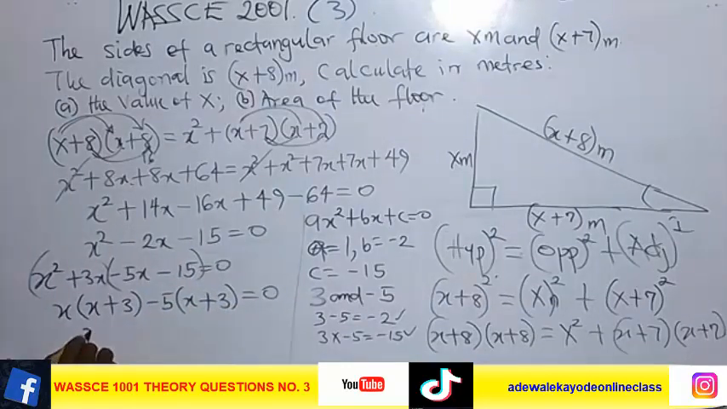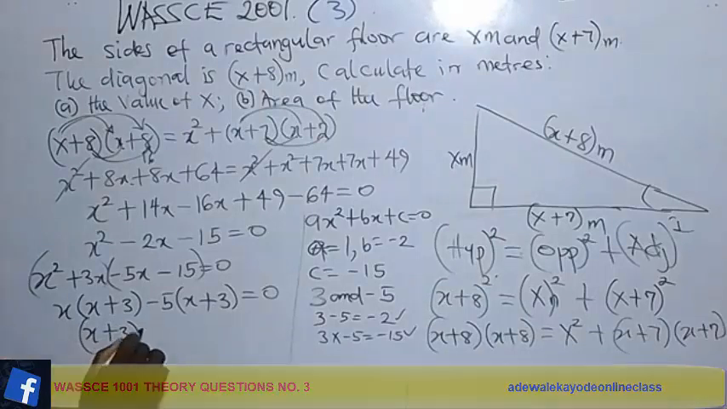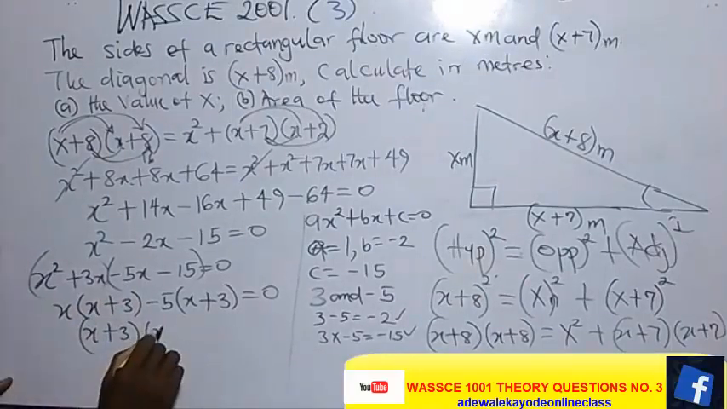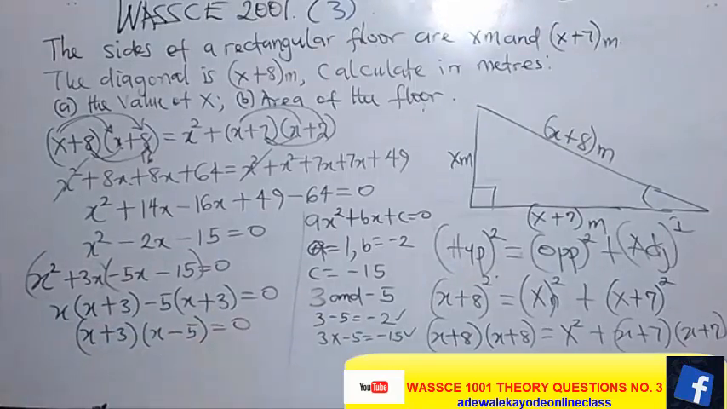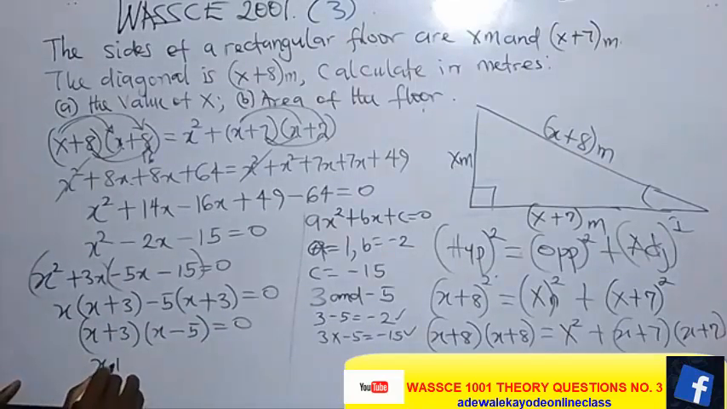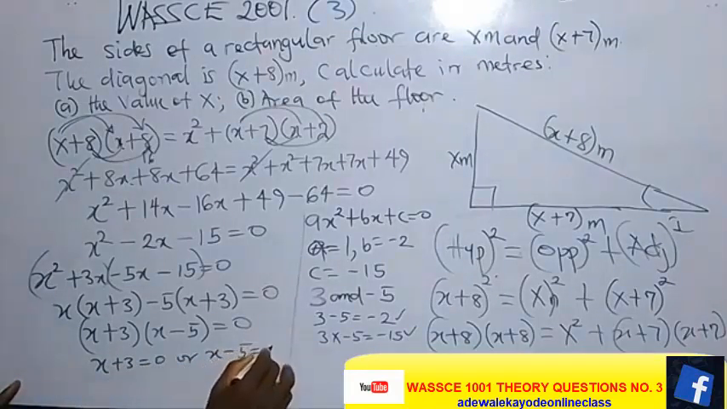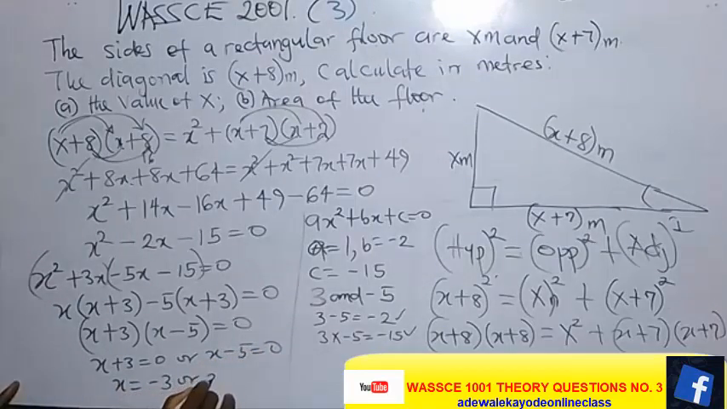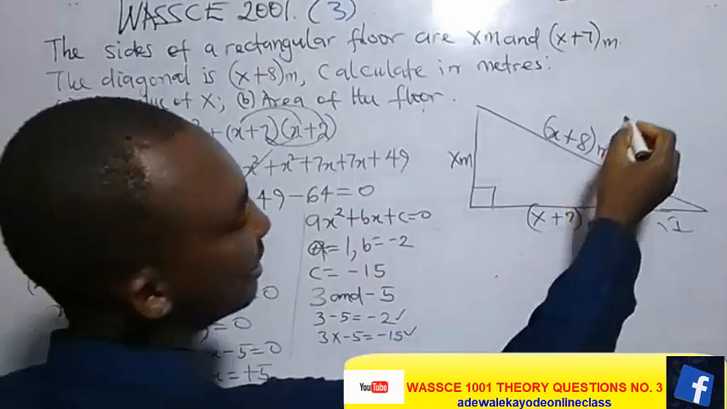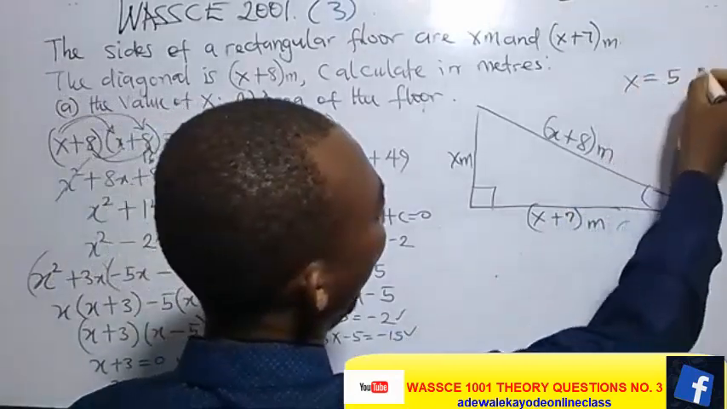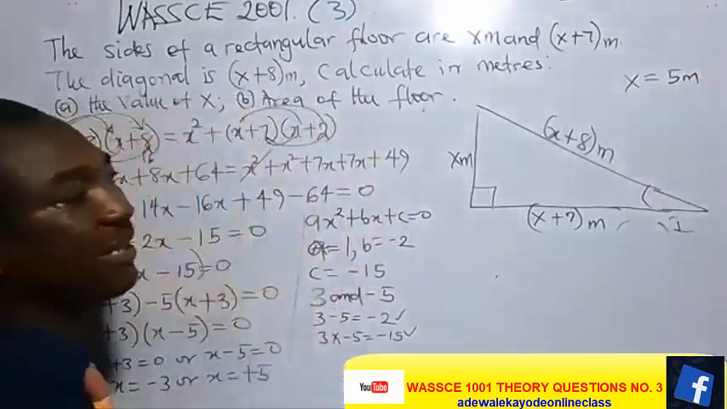So at this juncture now, we have x plus 3. When you take x plus 3 out, it will remain x. When you take x plus 3 out, it will make minus 5 equals to what? 0. So at this point, our x plus 3 is equals to 0, or x minus 5 is equals to 0. So that means our x is equals to minus 3, or our x is equals to what? Plus 5. So since we are looking for the values in meter, the value of our x is equals to 5 meter. So our x is 5.